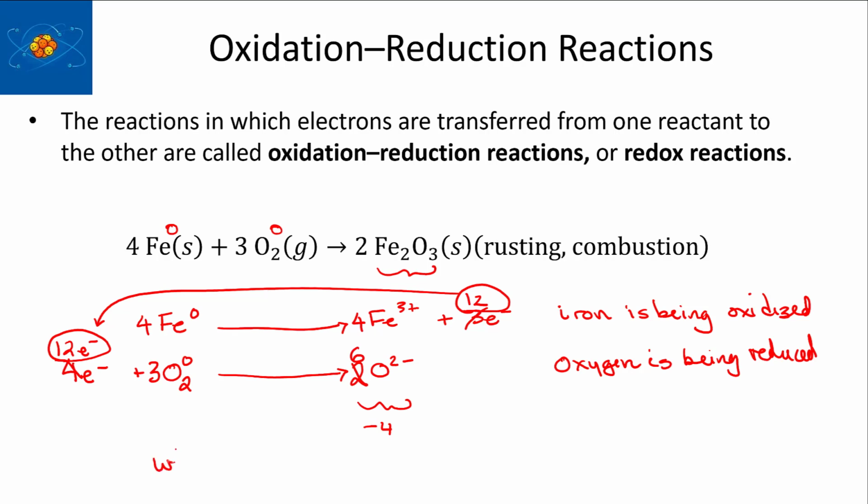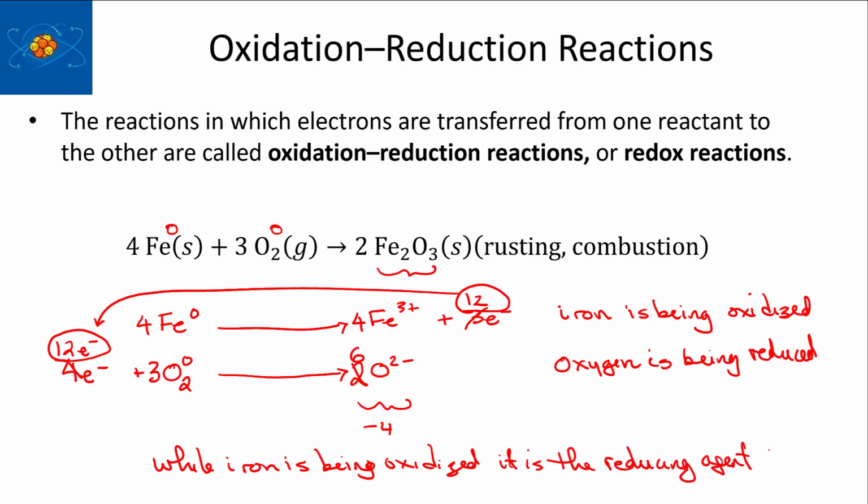So while iron is being oxidized, it is the reducing agent for oxygen. So iron gets oxidized and is the source of the electrons. So that's why we say it's the reducing agent.